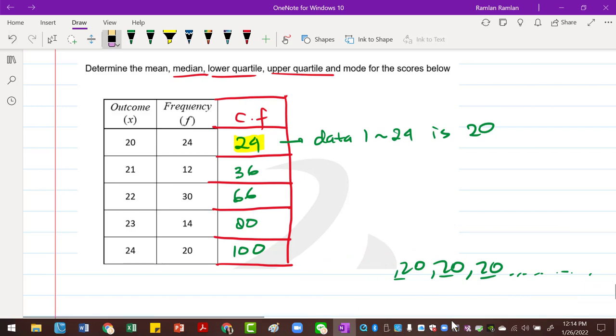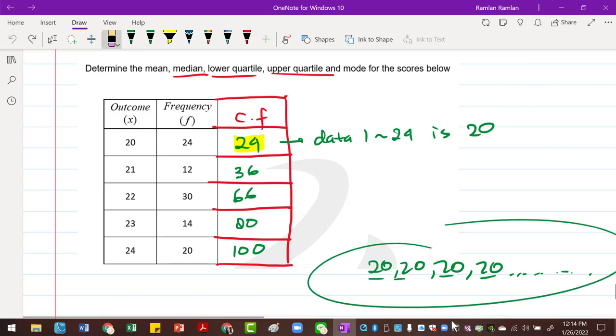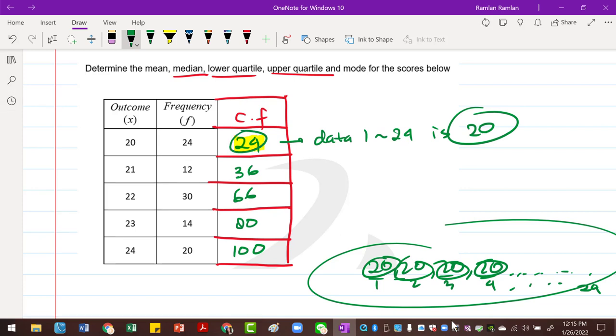As you can see, this is data number 1, data number 2, data number 3, data number 4, until data number 24. All of them are 20, right? So that's why we can say that this 24 means that from data number 1 until data number 24, all of them are 20. So we can read it like that. That's the first one, the 24 on the top.